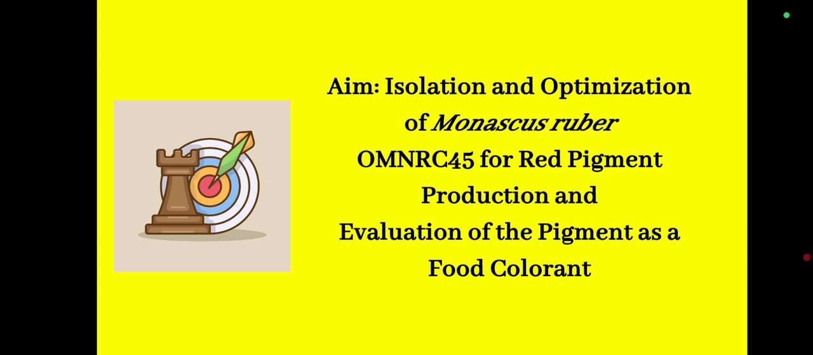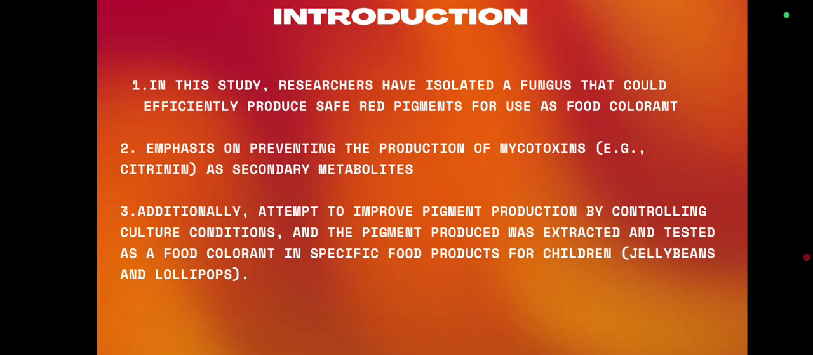In this case, I've written the aim. What is the aim of this paper? This paper talks about the isolation and optimization of a particular microorganism called Monascus ruber OMNRC45 strain for red pigment production, and the evaluation of this pigment as a food colorant. Now let's dive deeper into the introduction section.